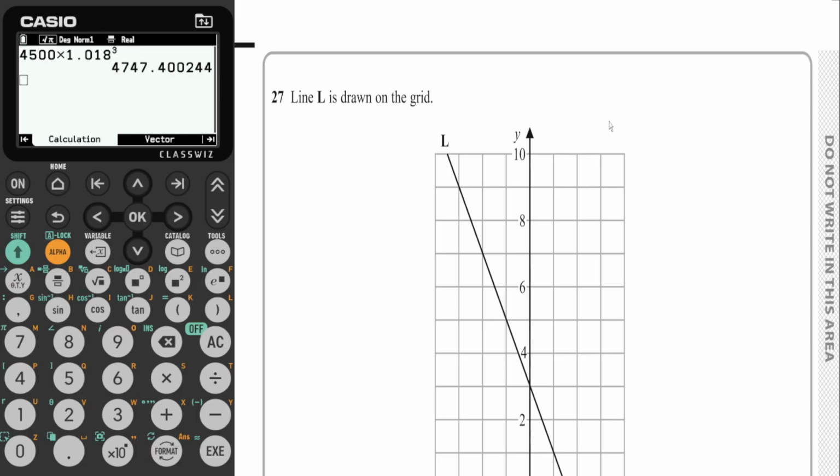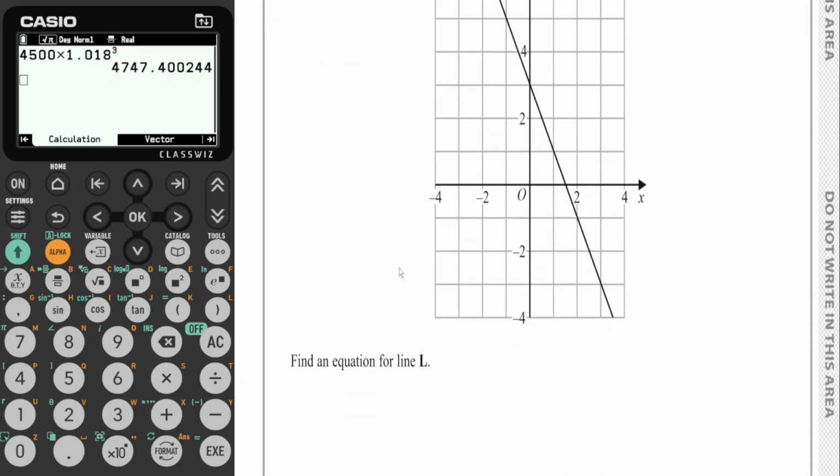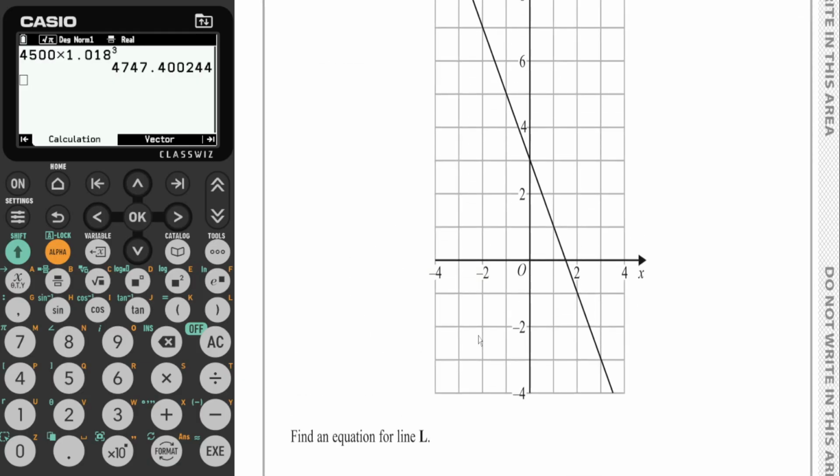Question number 27. Line L is drawn on the grid. We have to find the equation for line L. First of all, you can see here that the y-intercept equals 3. And we can also work out the gradient. The gradient is change in y over change in x.